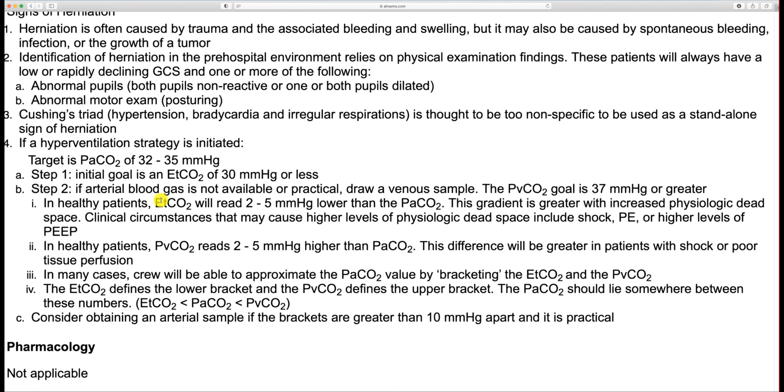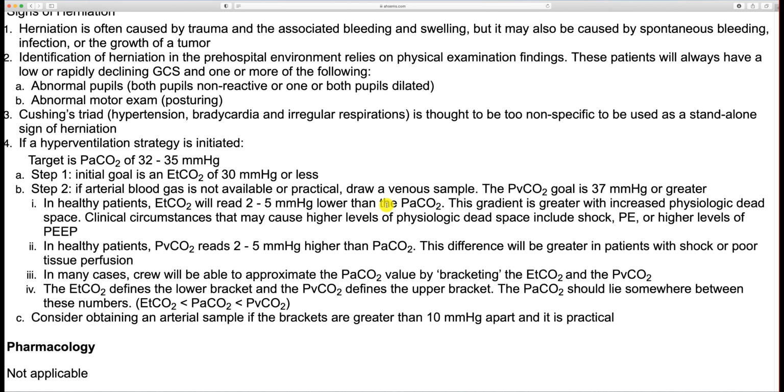If we don't have access to an arterial sample, we're going to draw a venous sample, and then we're going to bracket. And note that our venous goal is 3 lower, just like everything else. It's moved down by 3. And so if the end tidal is 30 or less and the venous is 37 or greater, we're done. We know the arterial is going to be somewhere in between those two parameters, and we're not going to change ventilation at that point. So I think that's what our goals are in the non-herniating patient and what our goals are in the herniating patient.